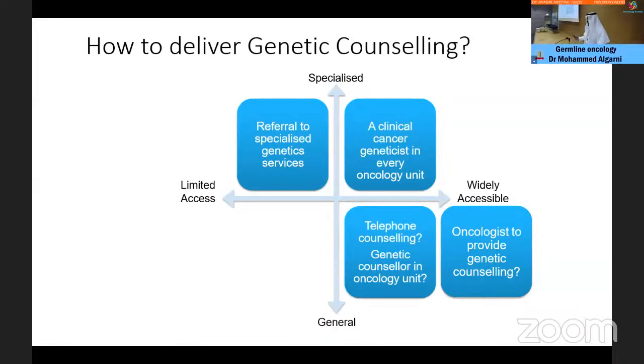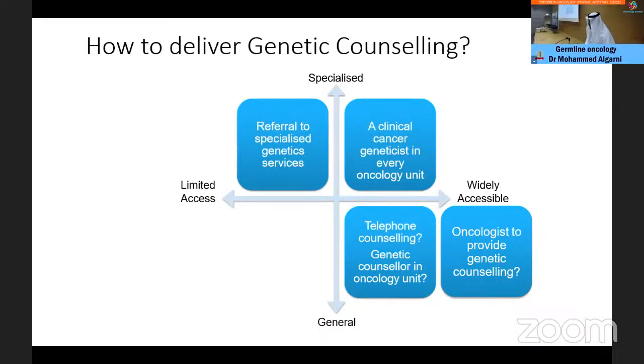You imagine the patient that I presented with breast cancer would wait for 2 years to be seen in the genetic clinic. The other way is to do the clinical cancer genetics at every oncology unit. It's something feasible and can be done. And I think this is one of the examples that can work better in our country.